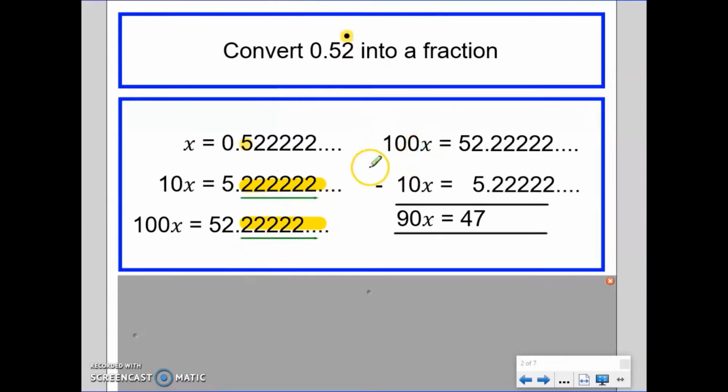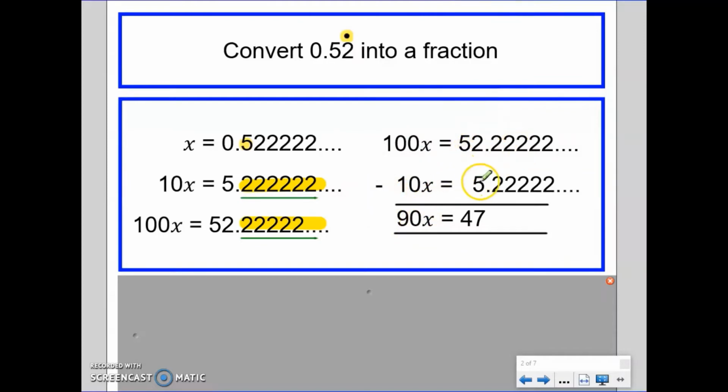In this subtraction, I'm not actually going to use x. I'm going to be interested in 10x and 100x because it is at this point where the digits after the decimal point are matching. So then I go ahead and do a subtraction. 100x take away 10x is going to leave me with 90x.